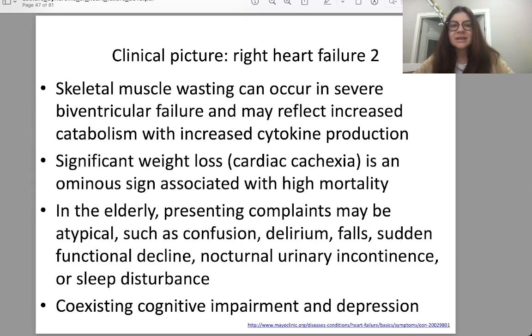Skeletal muscle wasting can occur in severe biventricular failure and may reflect increased catabolism and increased cytokine production. A significant weight loss, we name it cardiac cachexia, is an ominous sign associated with high mortality. In the elderly, presenting complaints may be atypical, such as confusion, delirium, falls, sudden functional decline, nocturnal urinary incontinence, or sleep disturbance, coexisting cognitive impairment and depression.